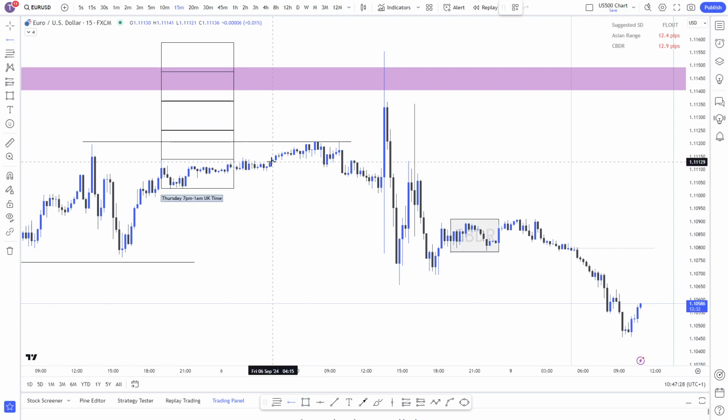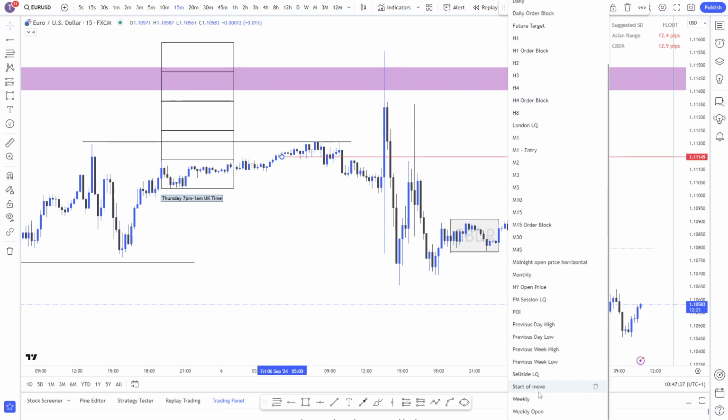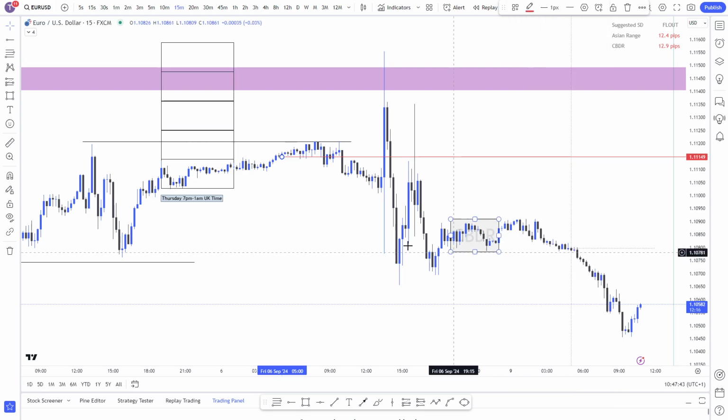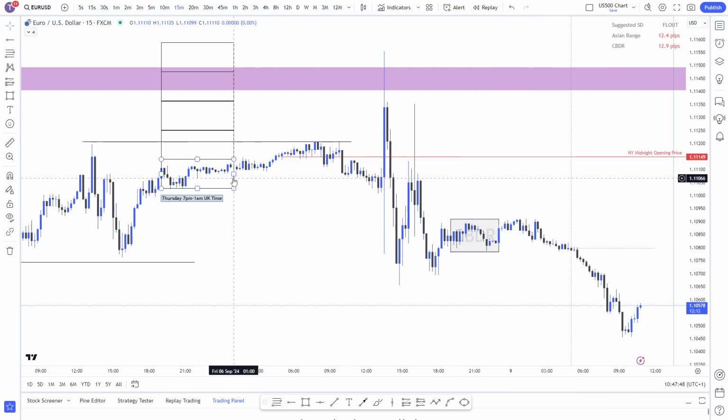We're going to start referring to midnight New York, which is 5 a.m. UK time. That is the opening price. Where is it? That is the opening price that the algorithm refers to. 11 p.m. UK time is when the candle prints a new daily candle. It's when the daily candle prints again.